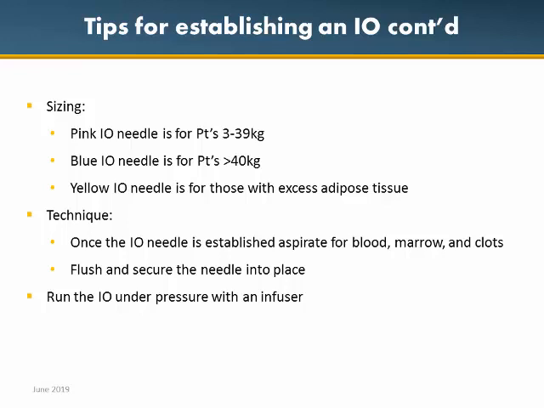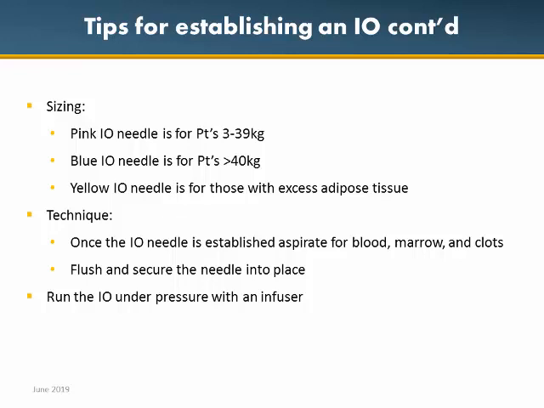Remember to anchor the limb, but keep your hand away from being directly behind the insertion site, because if the needle goes through the anterior aspect of the bone and out the posterior aspect of the bone, we don't want an inadvertent needle stick. Once the IO needle is established, attach the IO extension set that you have previously primed.